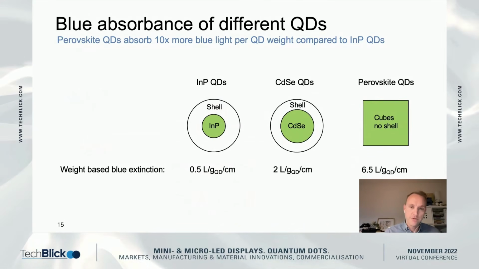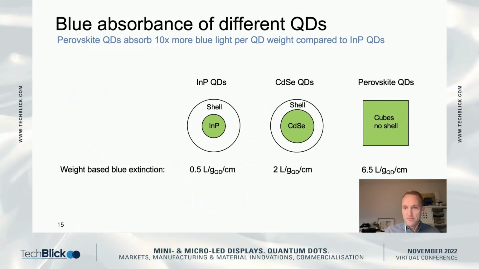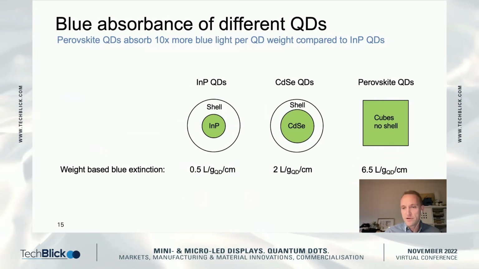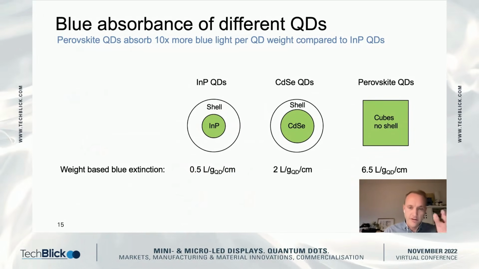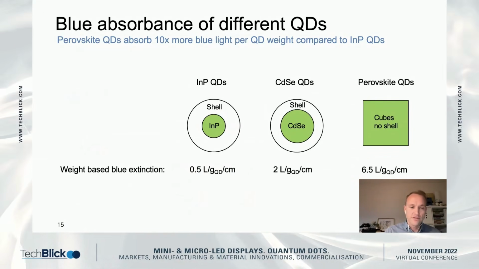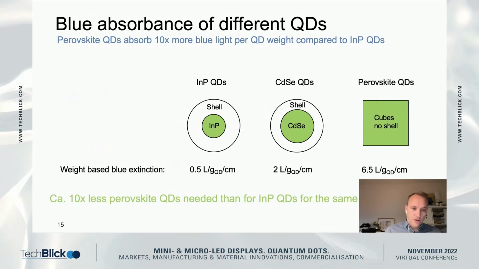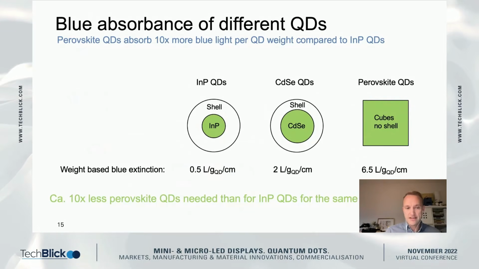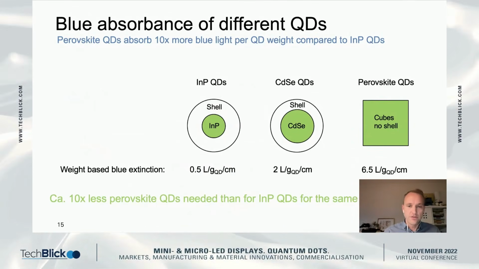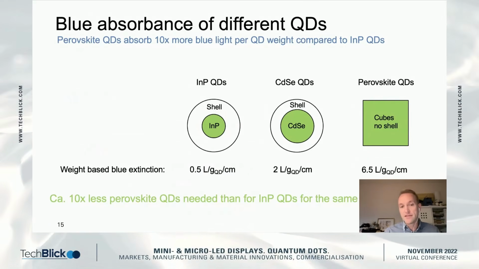than indium phosphide QDs. And the reason is simply because the perovskite QDs don't have a non-absorbing shell. So basically the whole mass of the perovskites can absorb light, whereas for indium phosphide QDs, it's not possible. In other words, that means that for perovskite QDs, you need around 10 times fewer QDs than indium phosphide QDs for the same optical density. Or it means you can go thinner in the QD layer thickness at the same optical density.